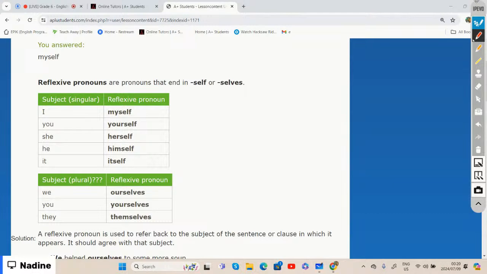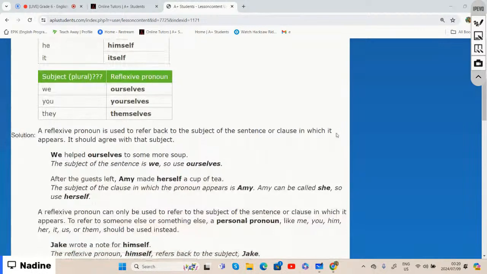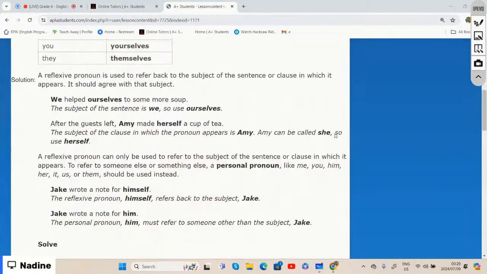And then once again, we also said that a reflexive pronoun is used to refer back to the subject of a sentence or clause in which it appears, and it should agree with that subject, right? And then we also have a reflexive pronoun.